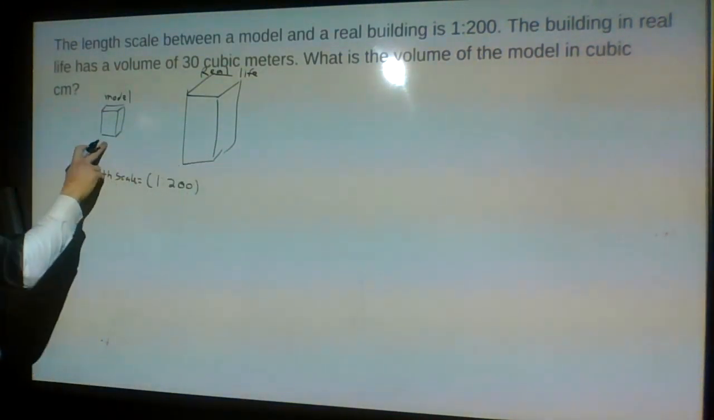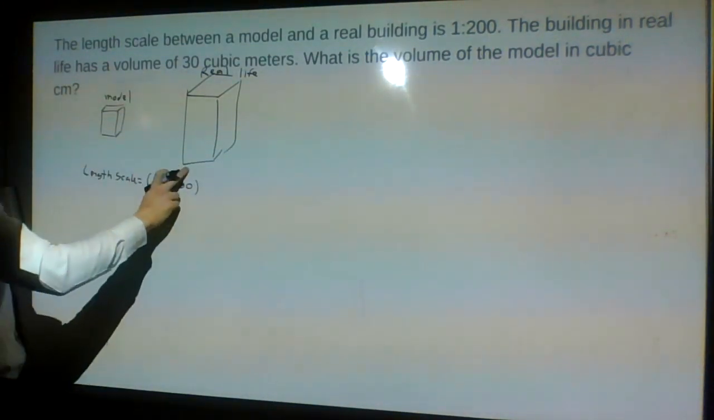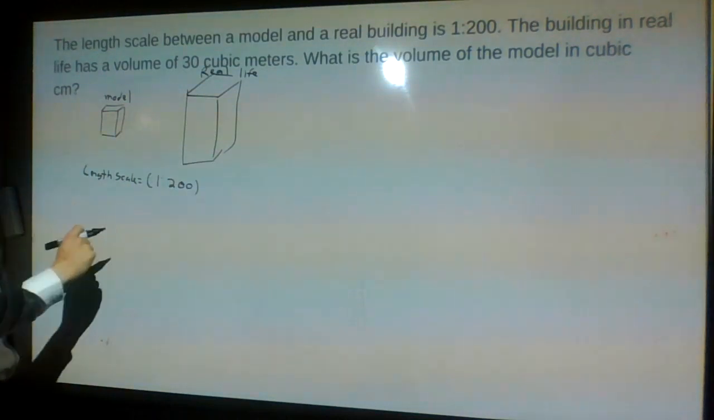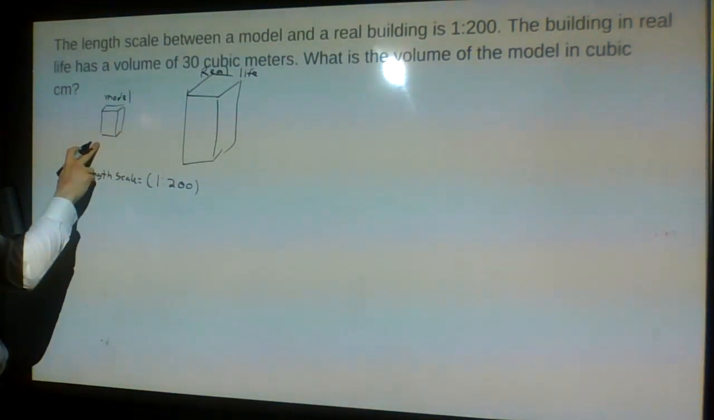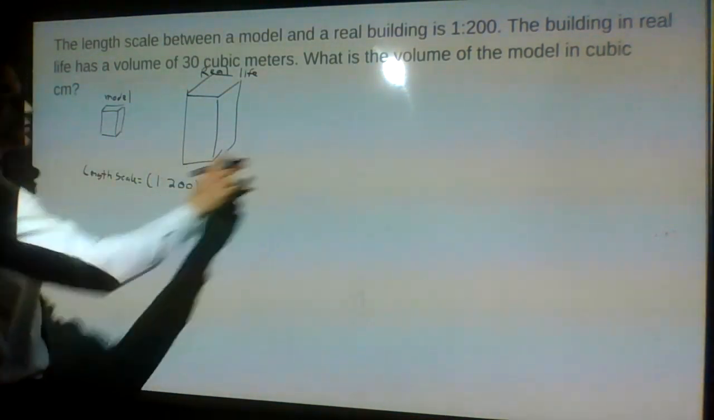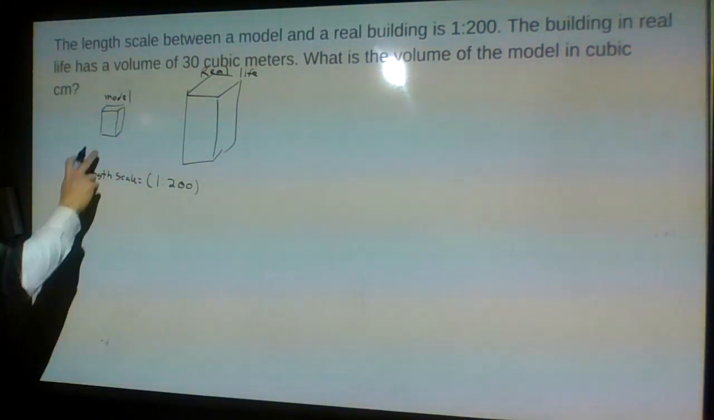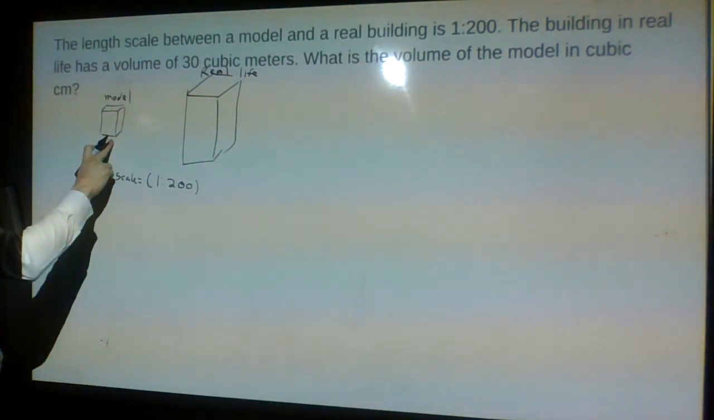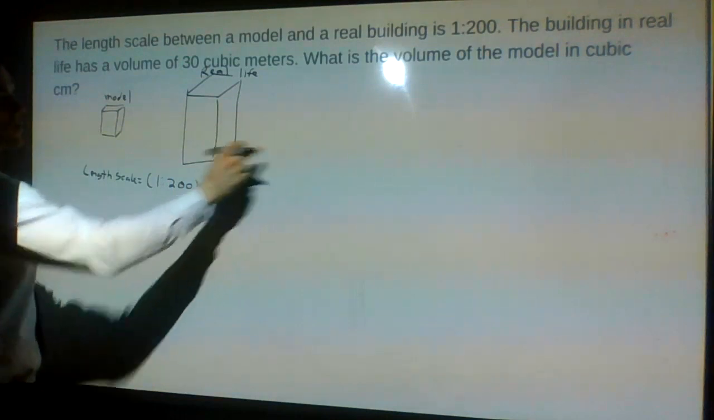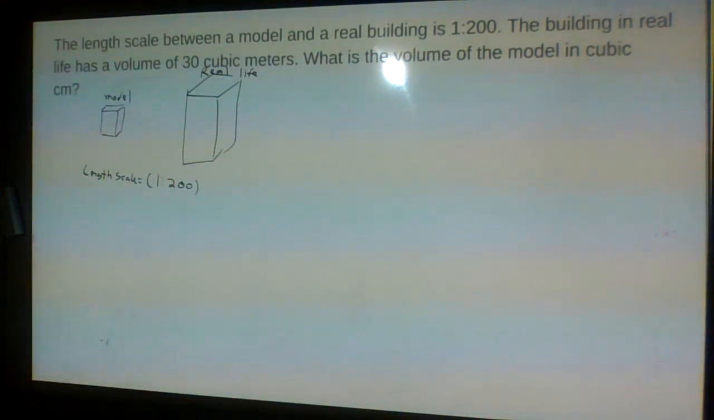So if something over here is 1 millimeter, over here that same thing would be 200 millimeters. If something over here is just 1 meter long, over here it would be 200 meters long. And if something over here is only 1 centimeter long, in real life it's going to be 200 centimeters long. So just keep that in mind as we start solving this question.